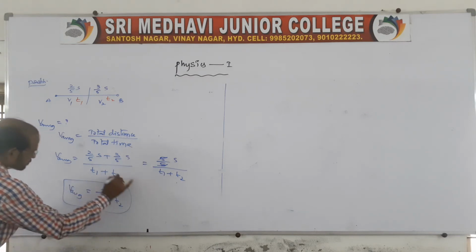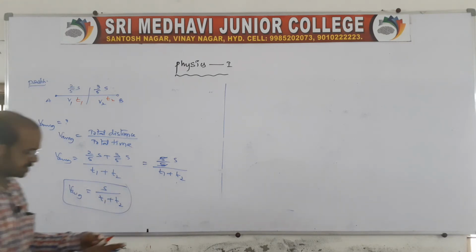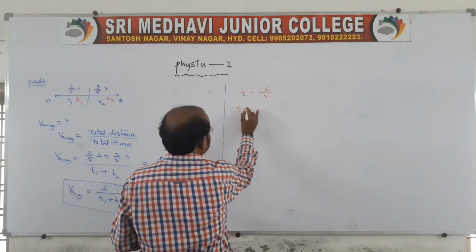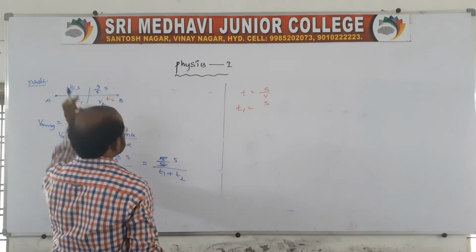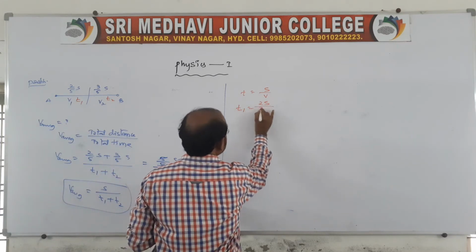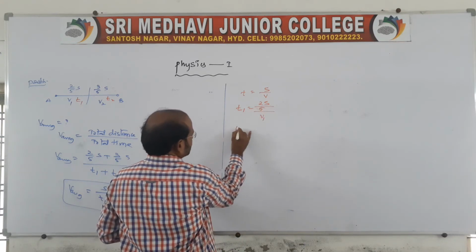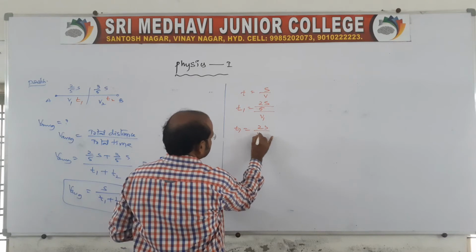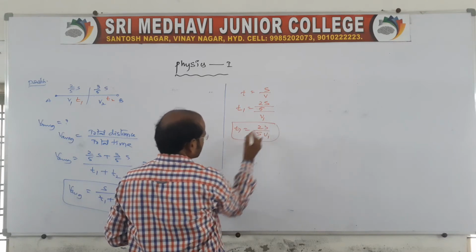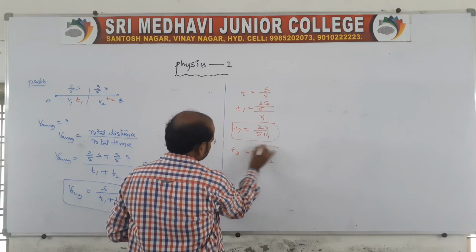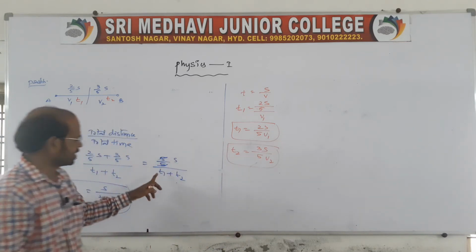Again in this case also we have to get t1 and t2. Same situation, you take t is equal to s by v. Then for t1, the distance is 2 by 5 s, so t1 is equal to 2s by 5v1. In the same way t2 is equal to 3s by 5v2. Now we know t1 and t2, here you substitute.